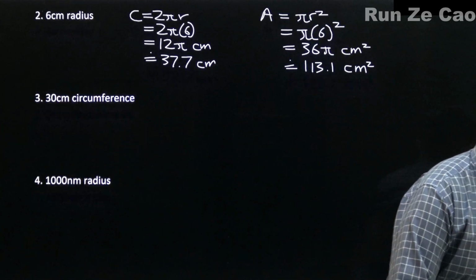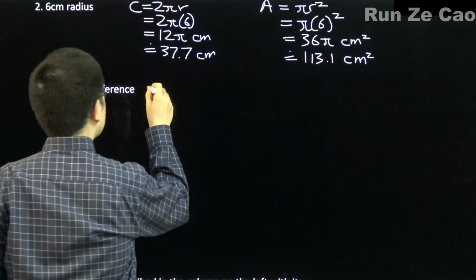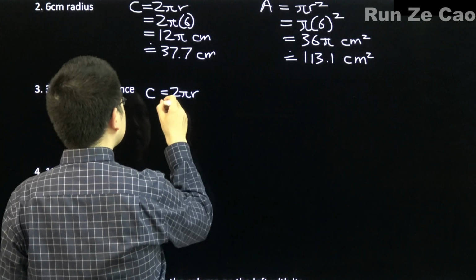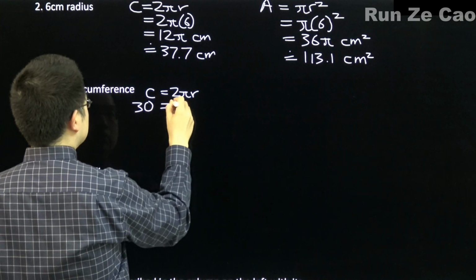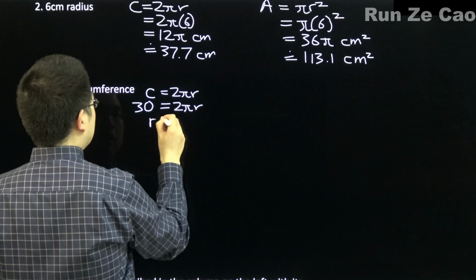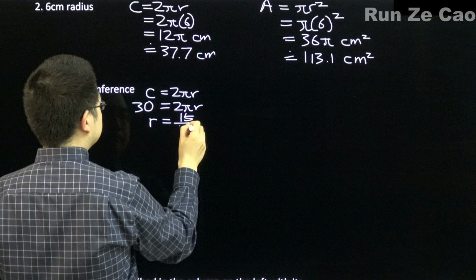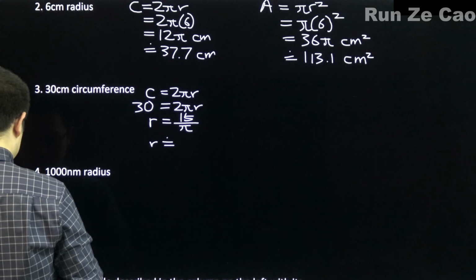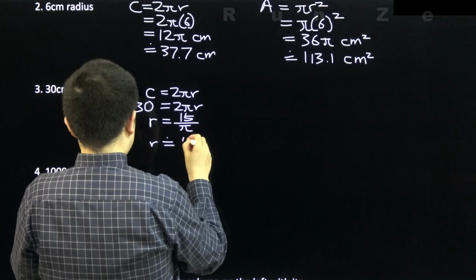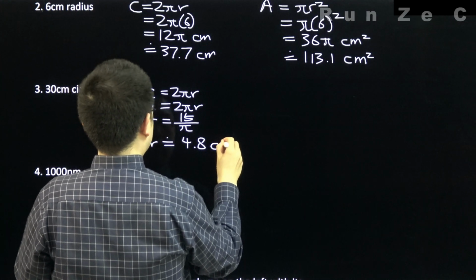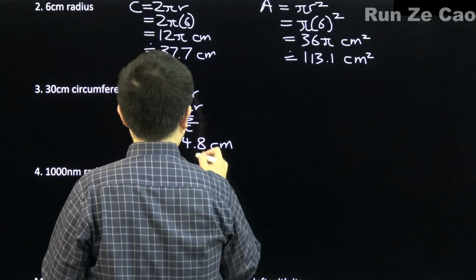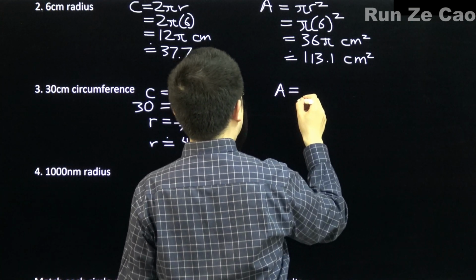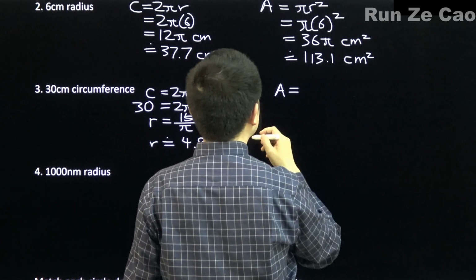30 centimeters circumference. Well, circumference is equal to 2 pi r. So we've got to find the radius before we can find the area. That means 30 is equal to 2 pi r. r is equal to 15 over pi, and this is approximately 4.8 centimeters. However, we have to use this exact value for the next step. You don't use approximations, otherwise you end up with cascading rounding error, which is no good.